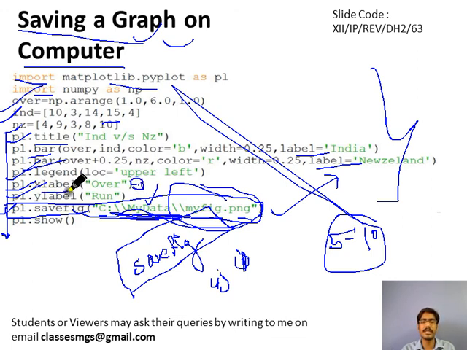You need to remember the names of the functions to draw these lines. To draw the title, we use the title function. To draw the x label and y label, we use xlabel and ylabel. To save the image, we use the savefig method. This is how you can use these methods to draw the bar graph.